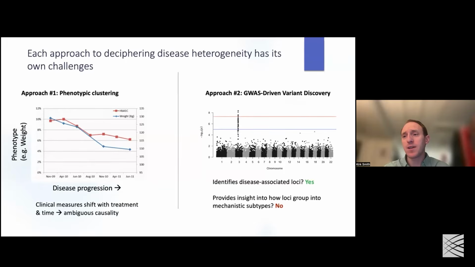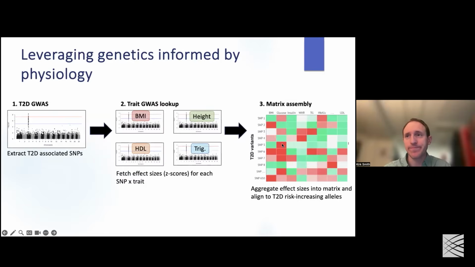For one thing, the majority of variants are found in non-coding regions, so we may not even know what gene a variant is affecting. This means that after conducting a GWAS, we still need to figure out which genetic loci are acting together in distinct mechanistic modules. So to do this, our lab's approach is to leverage genetics informed by physiology.